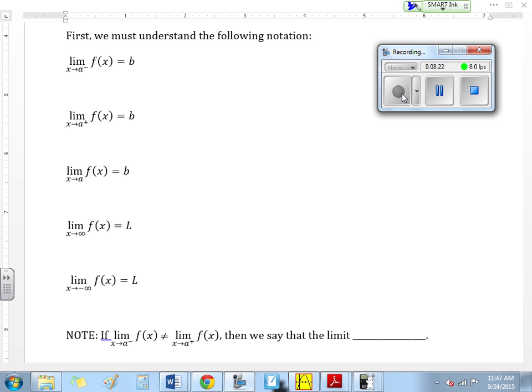For the first one, what it really means is you're dealing with a function, and if you follow its graph towards x equals a, coming from the left side, you'll find yourself arriving at y equals b. So here's x equals a, and here's y equals b. Your curve is going like this, towards the point (a, b) from the left. This is the point (a, b), and you're approaching it from the left.